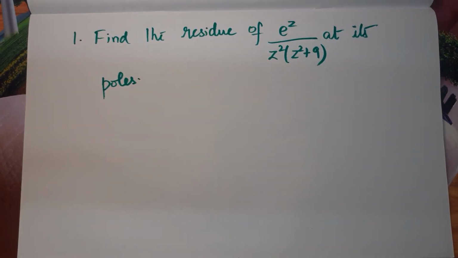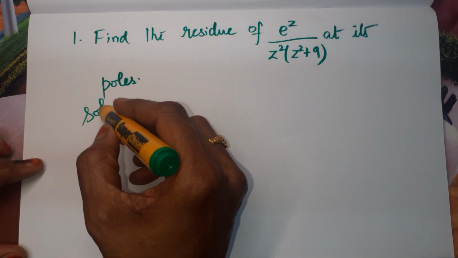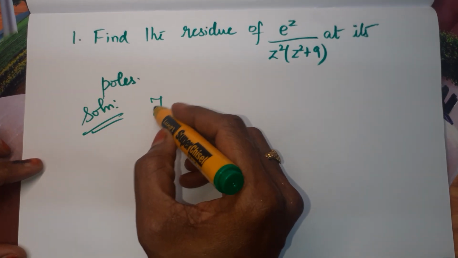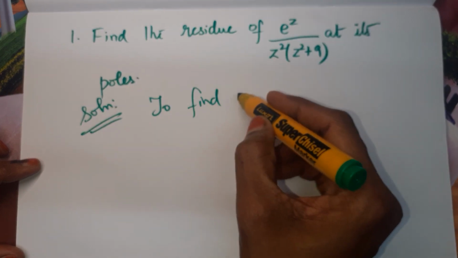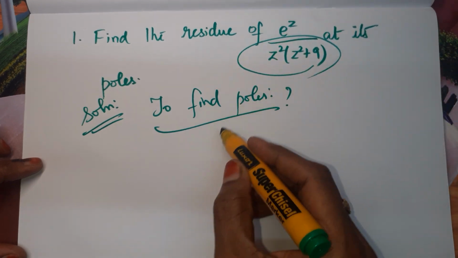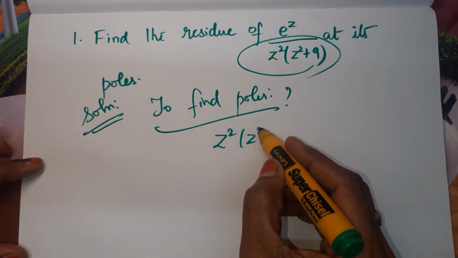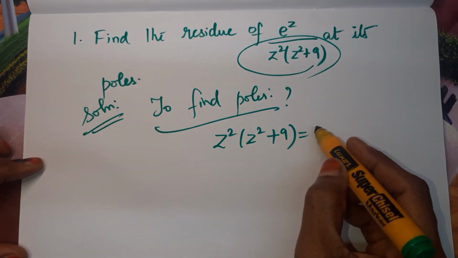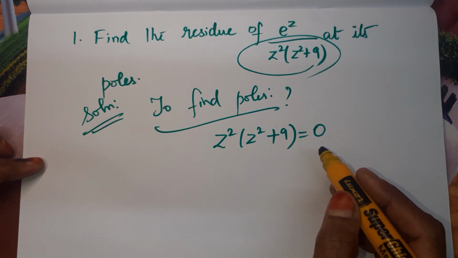The problem today is to find the residue of e^z / (z squared (z squared plus 9)) at its poles. First, we have to find the poles. How to find the poles? We take the denominator term, equate it to 0, and find the roots. Those roots are called the poles.